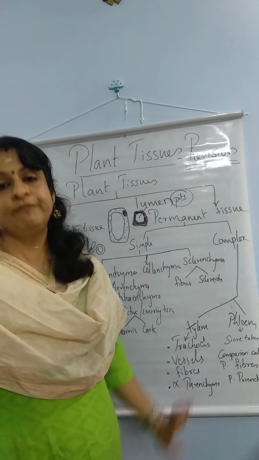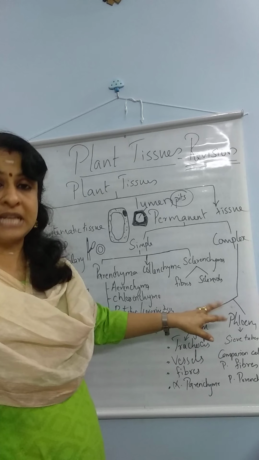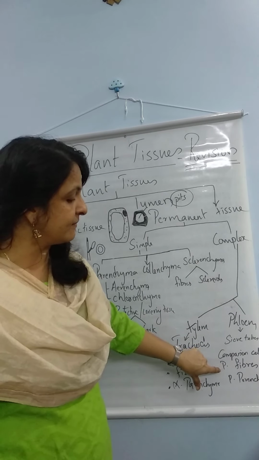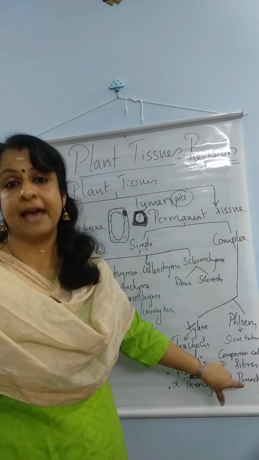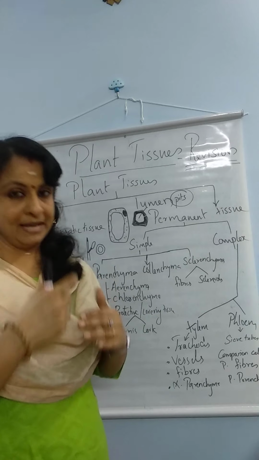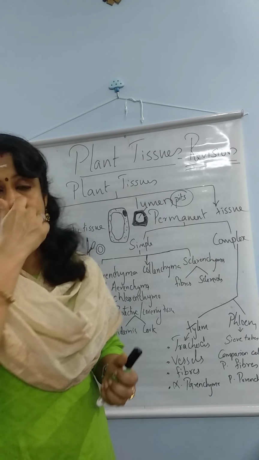Okay, now coming to phloem. Phloem is composed of four elements or four types of cells or components, that is sieve tubes, companion cells, phloem fibers and phloem parenchyma. Sieve tubes are also elongated tubular cells with end walls perforated.